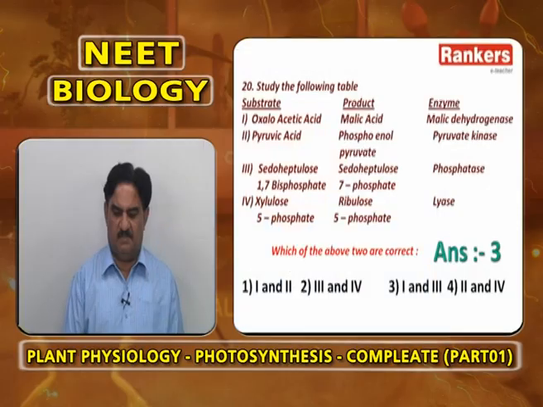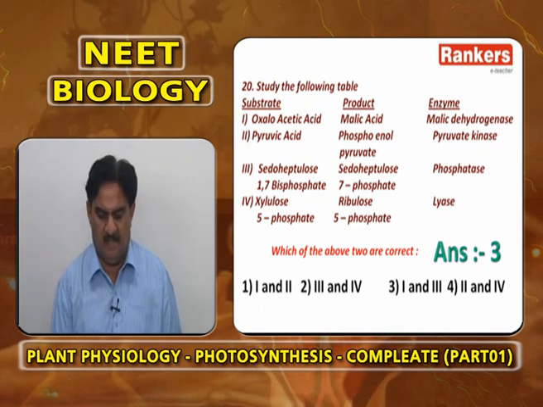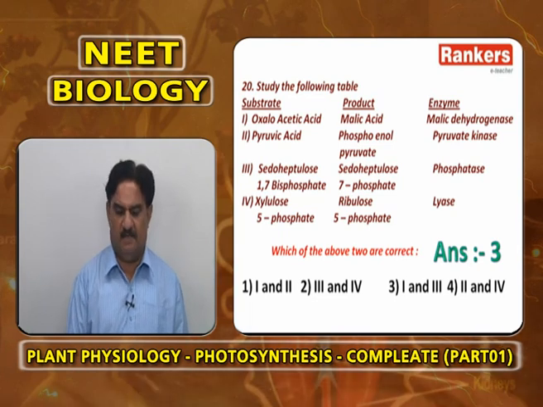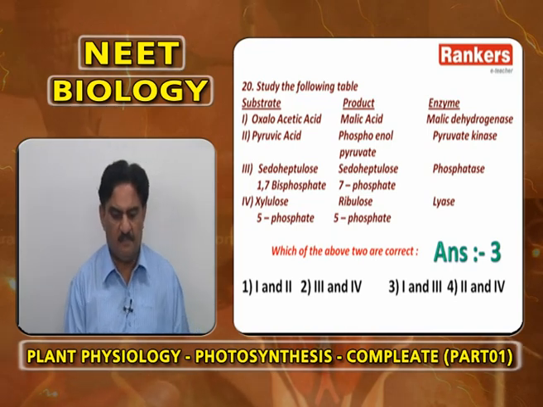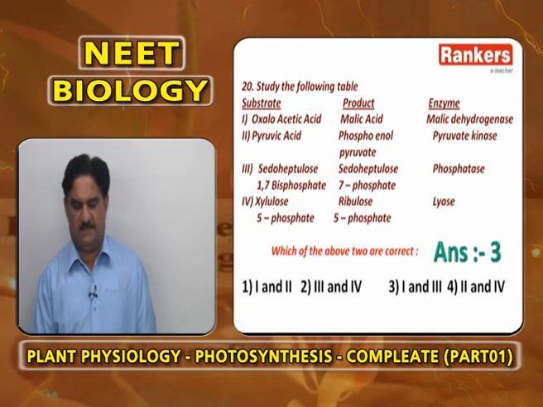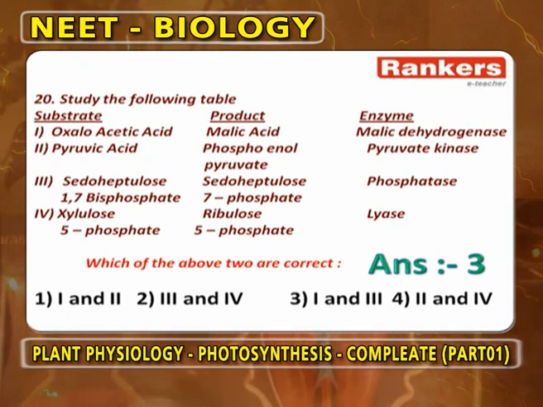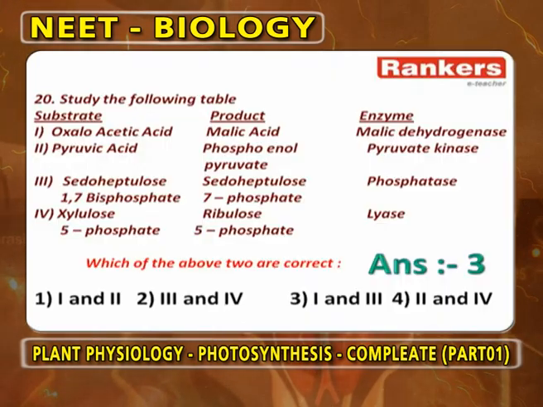Xylulose 5 phosphate converts into ribulose 5 phosphate in the presence of lyase is wrong. In the presence of epimerase, xylulose 5 phosphate converts into ribulose 5 phosphate. So the two correct are 1 and 3. Oxaloacetic acid becomes malic acid by malic dehydrogenase is correct. Pyruvic acid becomes phosphoenol pyruvic acid not by pyruvate kinase, it is pyruvate dikinase. Pseudoheptose 1,7 biphosphate becomes pseudoheptose 7 phosphate in the presence of phosphatase is correct. Xylulose 5 phosphate converts into ribulose 5 phosphate not by lyase but by epimerase. So answer for this is third option, 1 and 3.